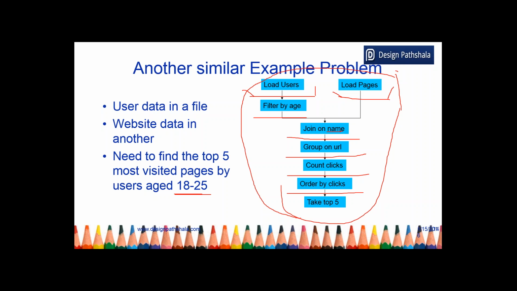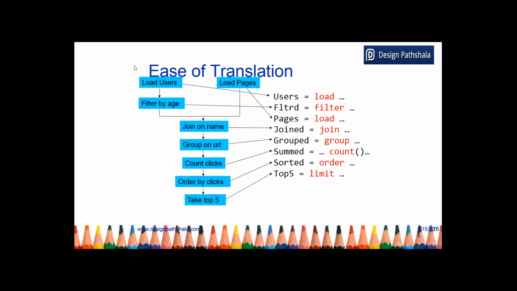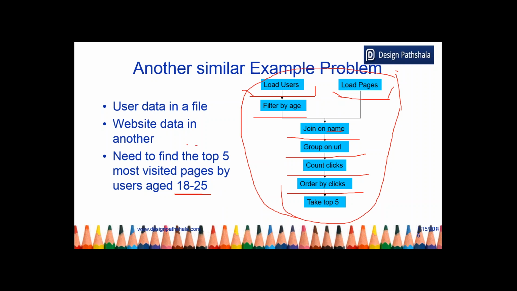So if I look at the Pig code associated to this, what is the problem statement for this one? The problem statement is I have to figure out the top 5 most visited pages by the users lying in the age group of 18 to 25.